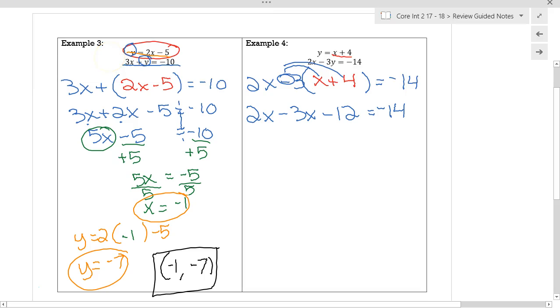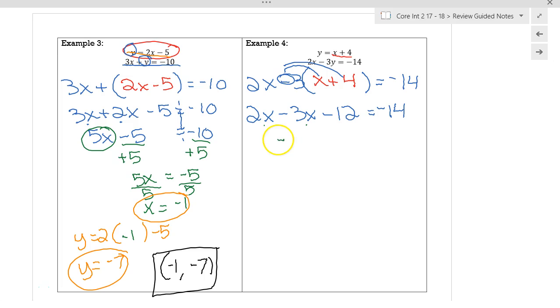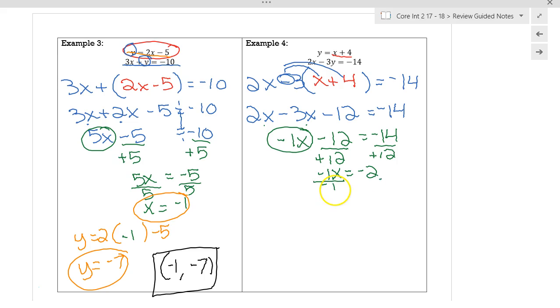All right, now I'm just solving my equation. I have a 2x and a -3x. 2x minus 3x is -1x. Minus 12 equals -14. My variable, my constant, I'm going to add 12 to both sides. I have -1x equals -14 plus 12 is -2. Divide both sides by -1. X equals 2.